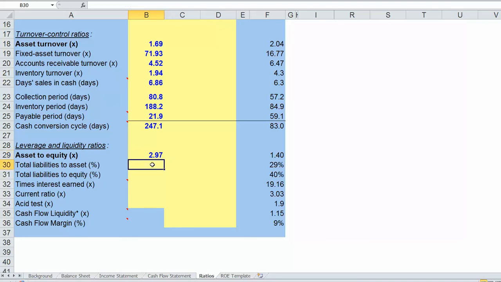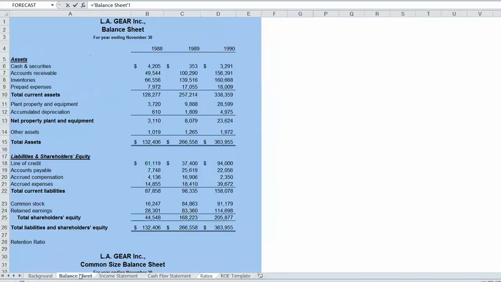Our total liabilities to assets equals, we'll go to our balance sheet. We're going to pick up our total liabilities. In this case, we only have current liabilities, and we're going to divide that by our total assets of $132,000.